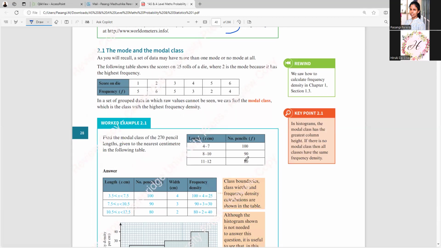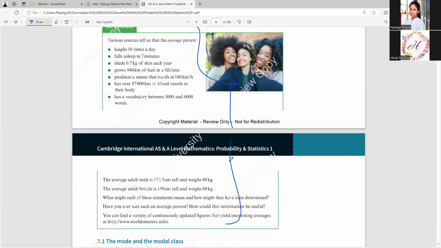Teacher, no matter what kind of method we use, we are basically finding the middle value, right? No, no. If it's median only, we are finding the middle value.